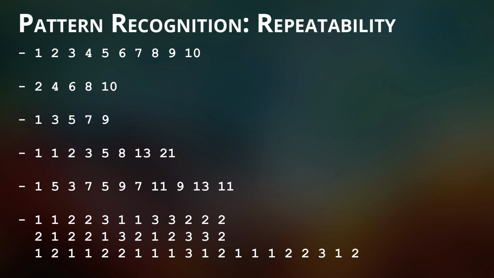So 1, 2, 3, 4, 5, 6, 7, 8, 9, 10. I know it increases plus 1, and then 2, 4, 6, 8, 10. It increases by 2. 1, 3, 5, 7, 9. It increases by 2, except instead of even numbers, it's odd numbers. 1, 1, 2, 3, 5, 8, 13, 21. That's the Fibonacci. And then I can get into more complex ones.